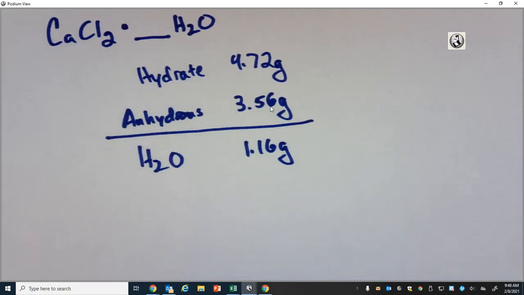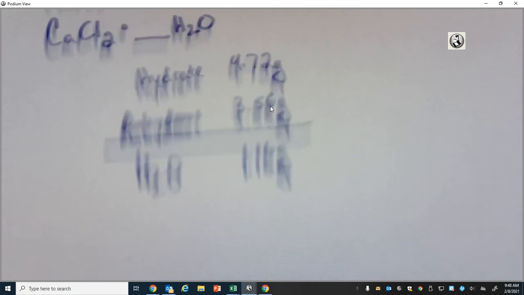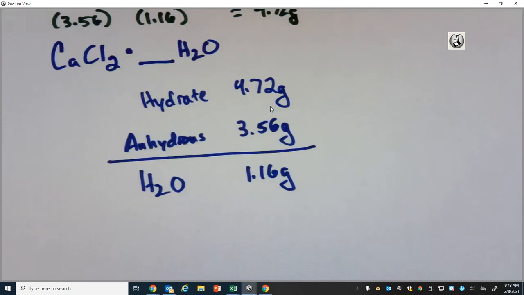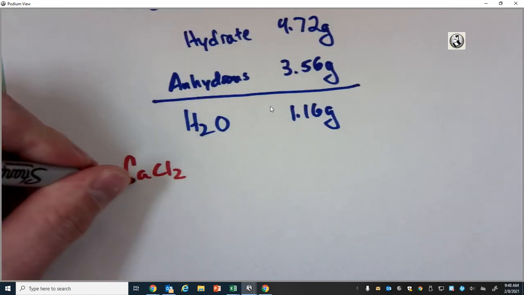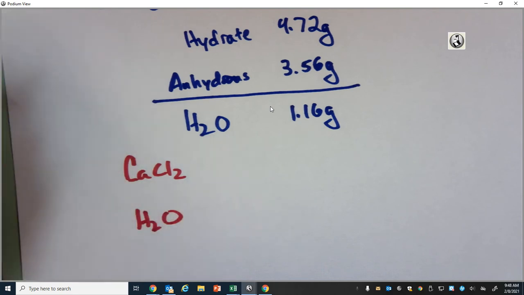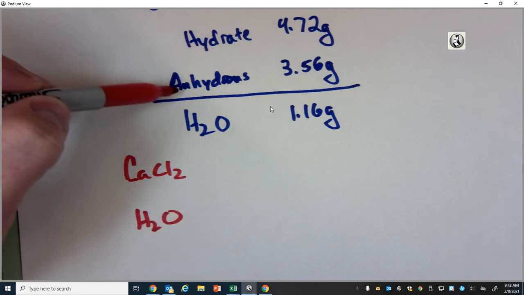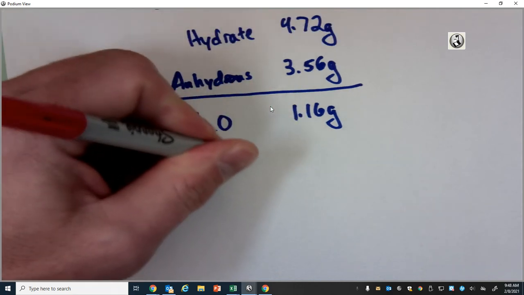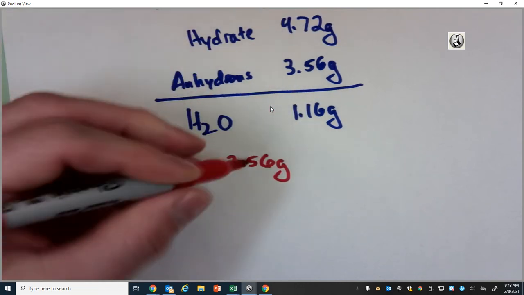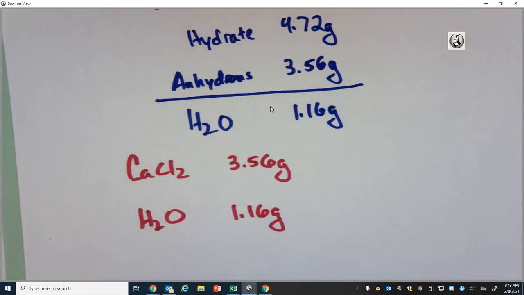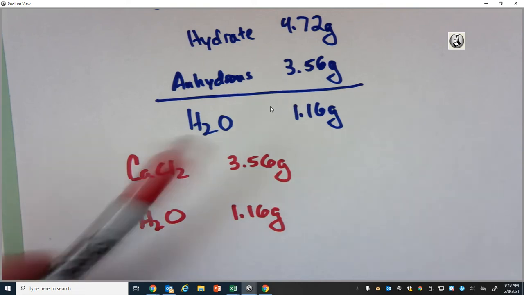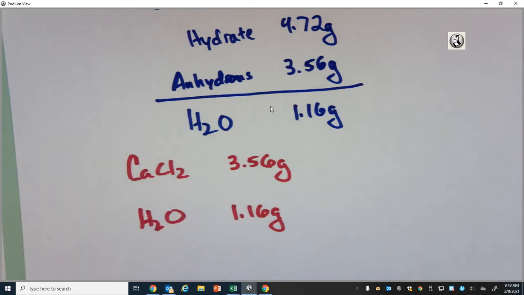So what I'm going to do here now, I'm going to write calcium chloride and water. Calcium chloride is the anhydrous stuff, so I have 3.56 grams. The water we know is 1.16 grams. Okay, so that's percent to mass to moles. Percent to mass is done because we've already got grams. You could convert it to percentages and then convert it back, but it's an extra step. So now we go mass to moles.